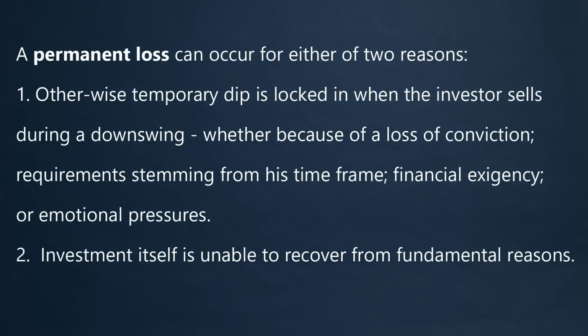Now, Howard Marks, a very renowned value investor, has stated that a permanent loss could occur for either of the following reasons. One is an otherwise temporary dip is locked in when the investor sells during a downswing, whether this is because of a loss of conviction, requirements stemming from his time frame, financial exigency, or emotional pressures. And the second reason is that the investment itself is unable to recover from fundamental reasons. He also stated that in the short run, it's very hard to differentiate between a downward fluctuation and a permanent loss. Often, it can only really be done in retrospect.